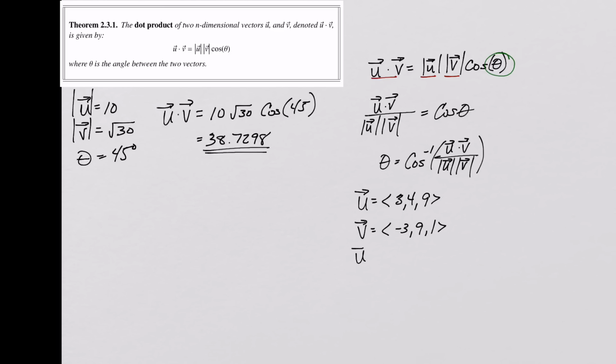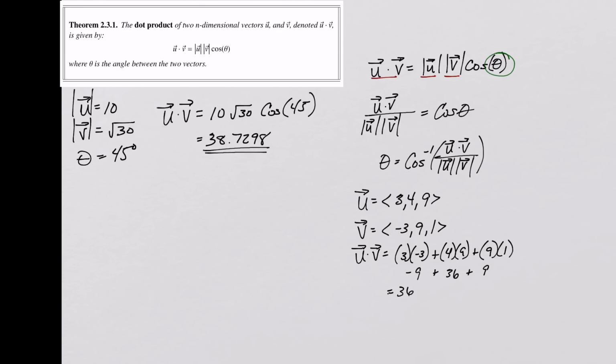So u dot v is going to be equal to 3 times negative 3 plus 4 times 9 plus 9 times 1. So that gives us, let's see, negative 9, 36, and 9. So I apologize for going out of order there, but that equals 36, right?